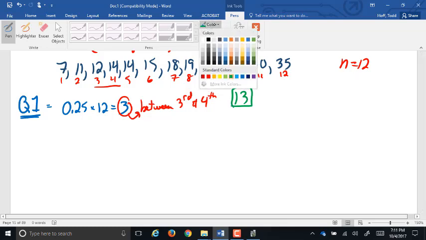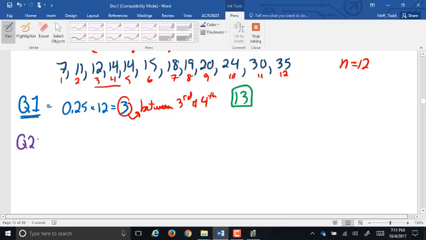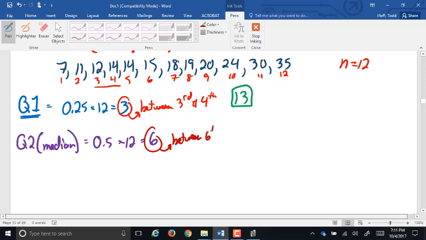Our second quartile, or our median, is going to be 0.5 times 12, or 12 times 0.5, is 6. So since that's an integer, it is between the 6th and 7th. 6th and 7th is 15 and 18. 15 plus 18 is 33, divided by 2 is 16.5. Is the median.